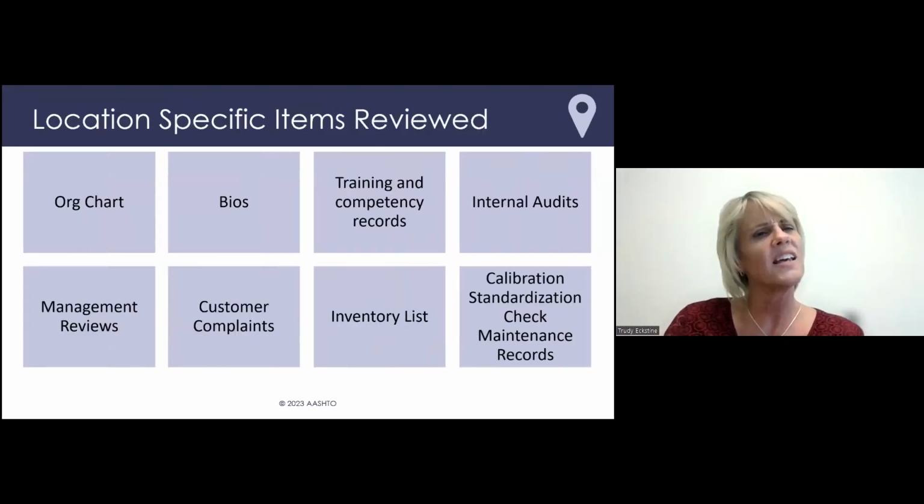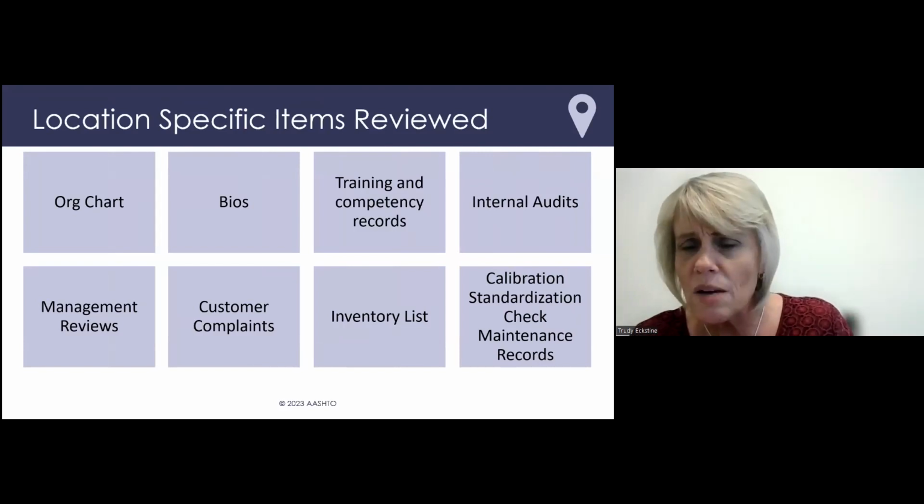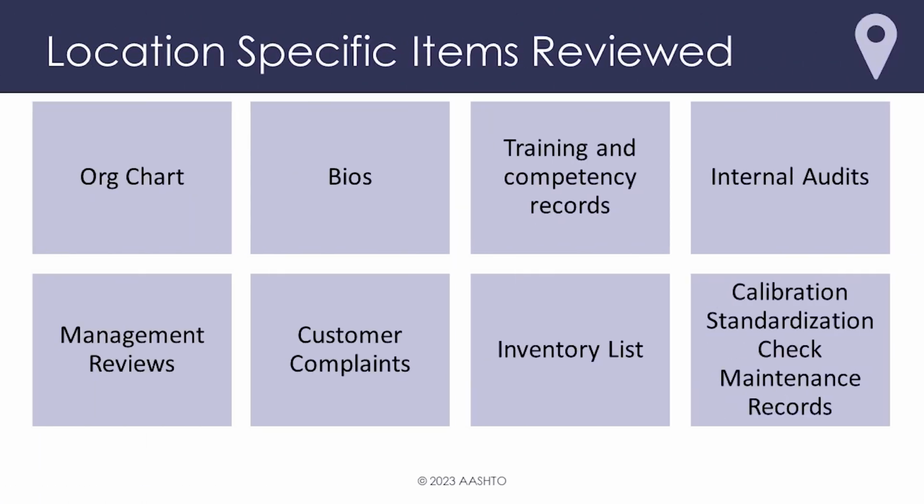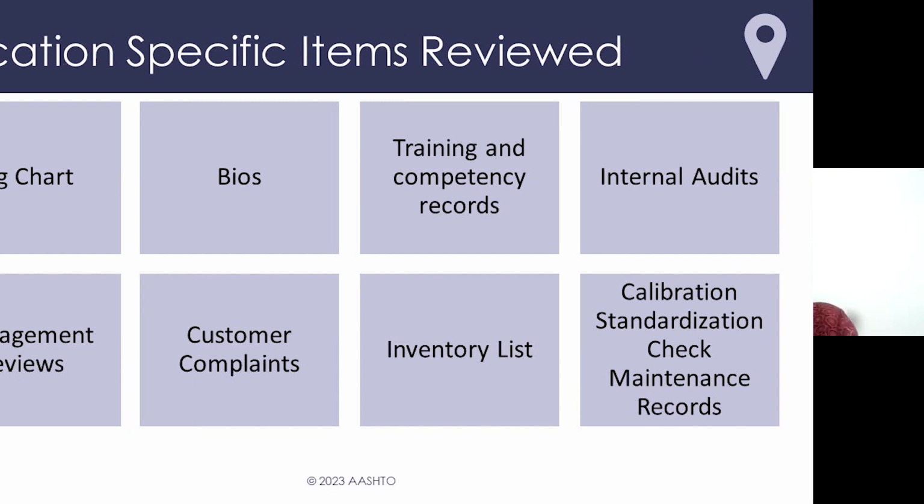Okay, and I'm sure everybody's thinking, well, are you going to review anything when you come to our laboratory? The answer is yes. We are going to review specific items that are specific to your location. So what are they? The organizational chart, that is specific to your location, and along with it, biographical sketches for your staff, the competency and training records for those individuals as well. An internal audit and a management review is conducted at each location. So that's also going to be different from each location.